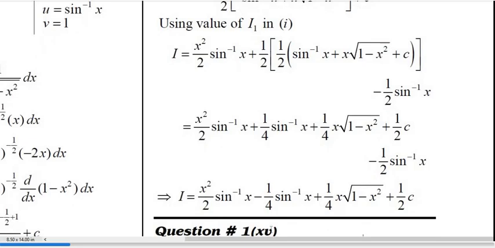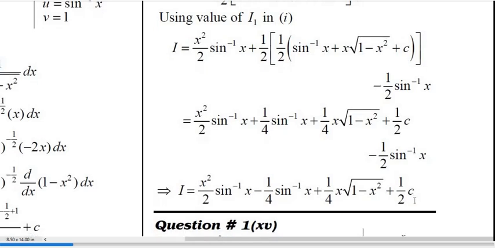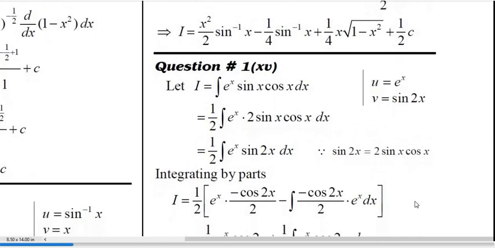Next, I is equal to x square divided by 2 sin inverse of x as it is, minus 1 by 4 sin inverse of x as it is, plus 1 by 4 x square root of 1 minus x square, plus 1 by 2 c, which is also another constant, called c prime or c1, any constant. Because constant multiplied by constant is again a constant, which is the required solution.